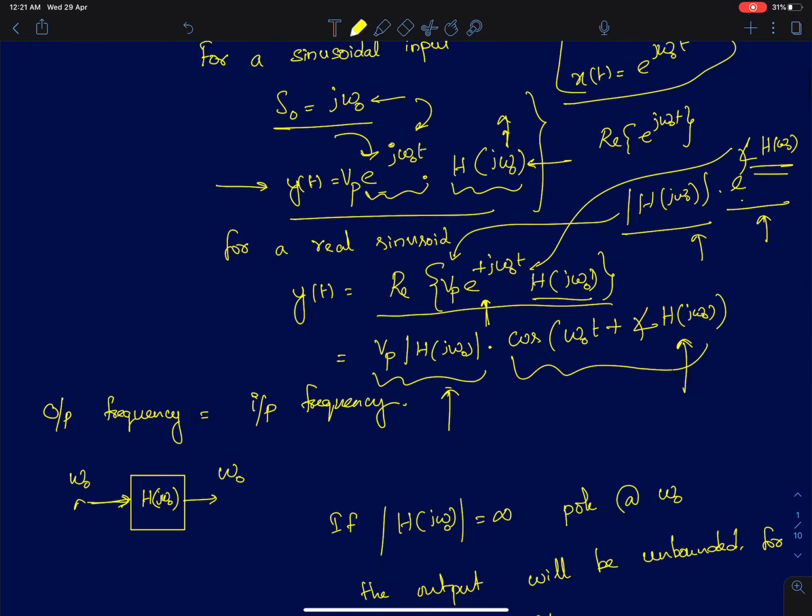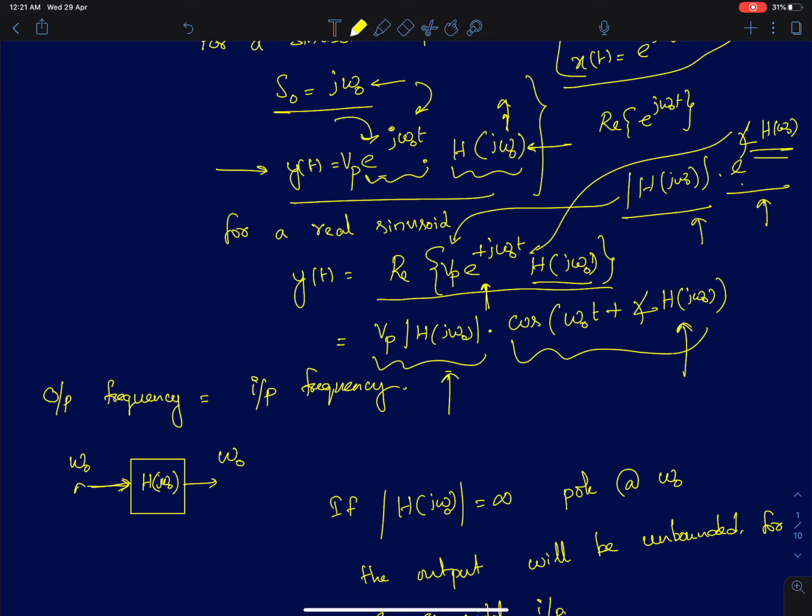So what does this result tell us? It tells a very important result. An important consequence is that if the input frequency is ω₀, the output frequency will also be the same, ω₀. This is true for a linear time-invariant system. Your output cannot have frequencies that are not present at the input.